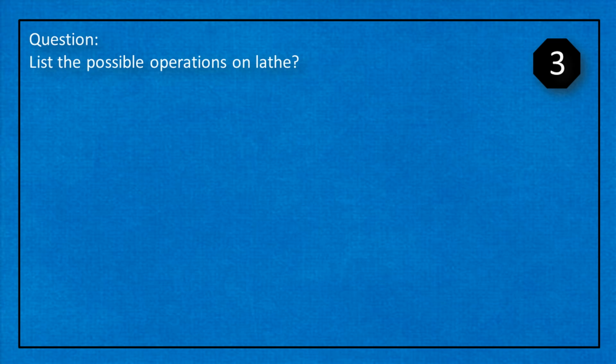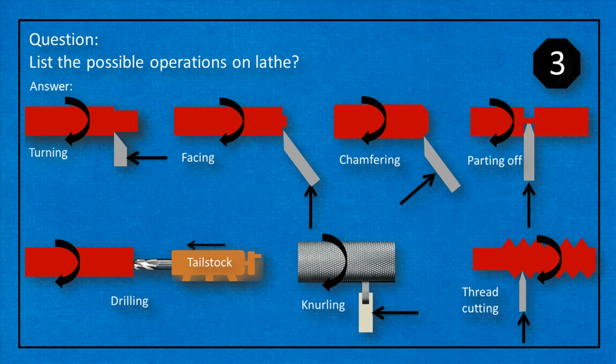Question: list the possible operations on a lathe. These are the possible operations on a lathe: turning, facing, chamfering, parting off, drilling, knurling, and thread cutting.